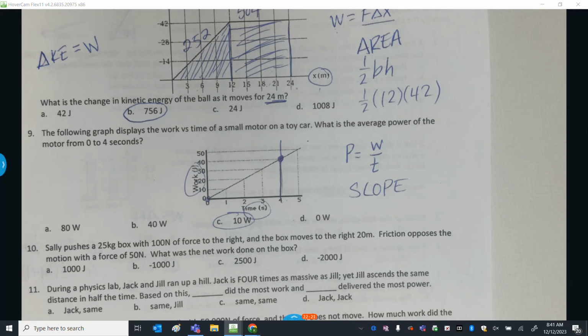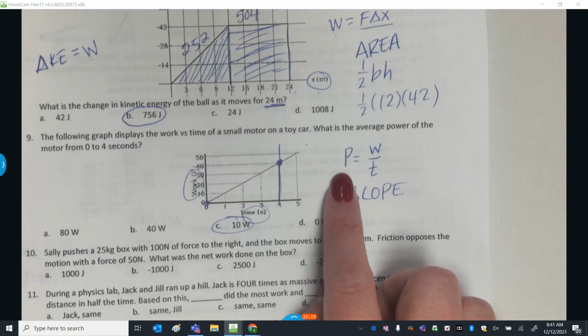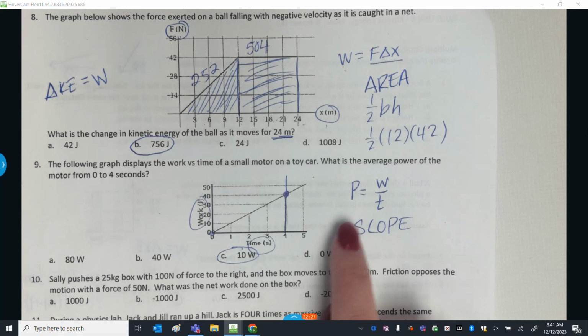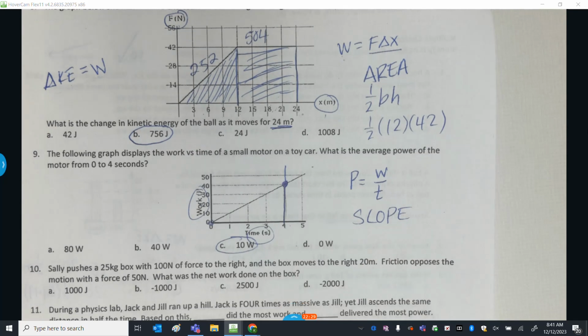You guys did pretty good with this one. The previous one you struggled with a little bit. Only 68% of you got it right, but this one was 89%. So make sure you look at those graphs some more if you need to. Questions about either 8 or 9?